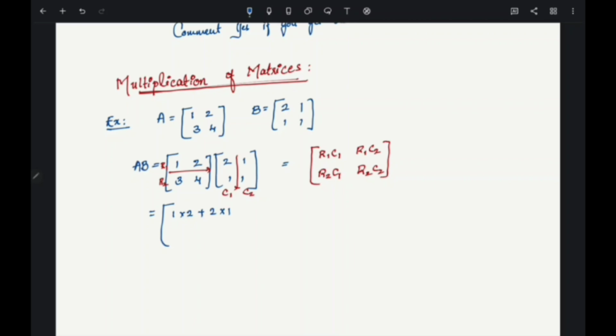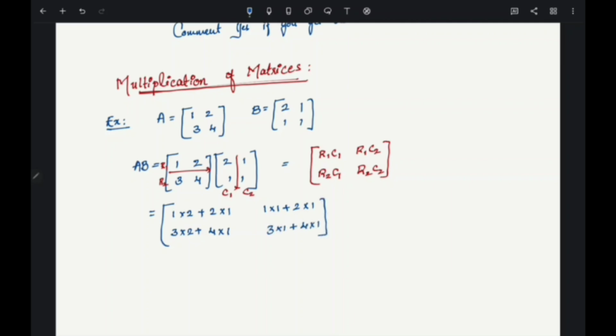In a similar manner, we have to do it for all the other elements. Next, we have to multiply row 1 with C2. That is 1 into 1 plus 2 into 1. Since the first row is completed, next move on to the next row, which is row 2 into C1. That is 3 into 2 plus 4 into 1. Next, what you will get? It is 3 into 1 plus 4 into 1.